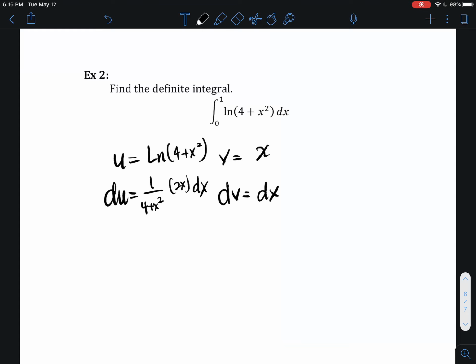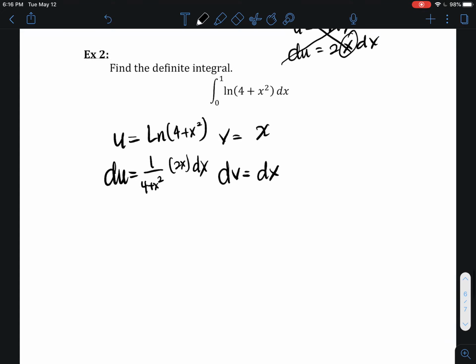If you were to do just a u substitution, you really don't have an x to get rid of, so that's why you can't do it by u substitution, right? If you were just to say that u equals 4 plus x squared, then the issue would be getting 2x dx. You don't have anywhere for that x to substitute. So this is why just u substitution will not be okay.